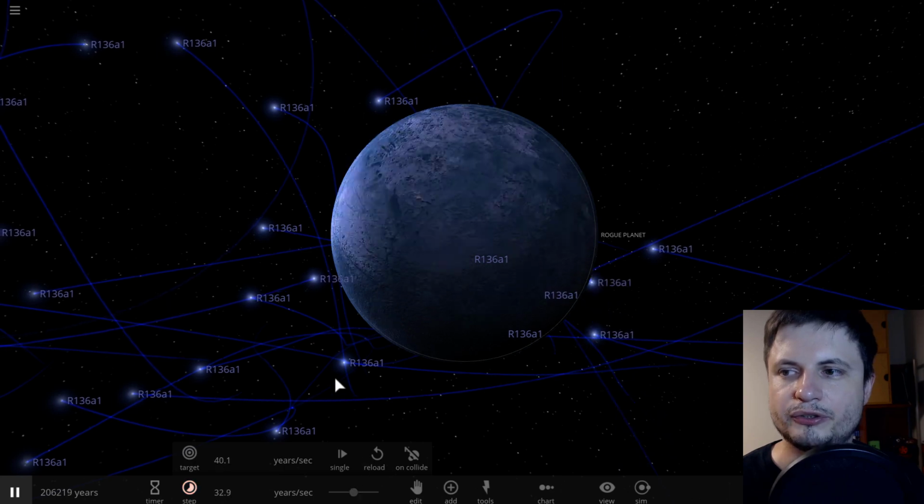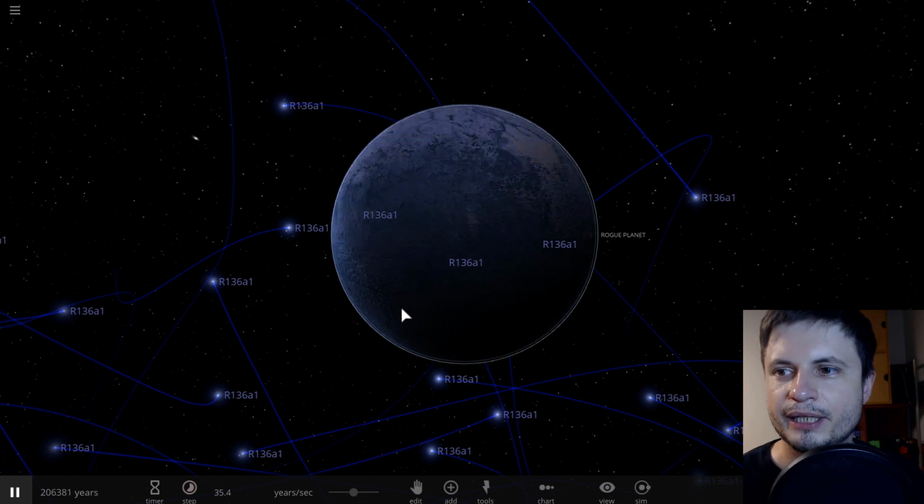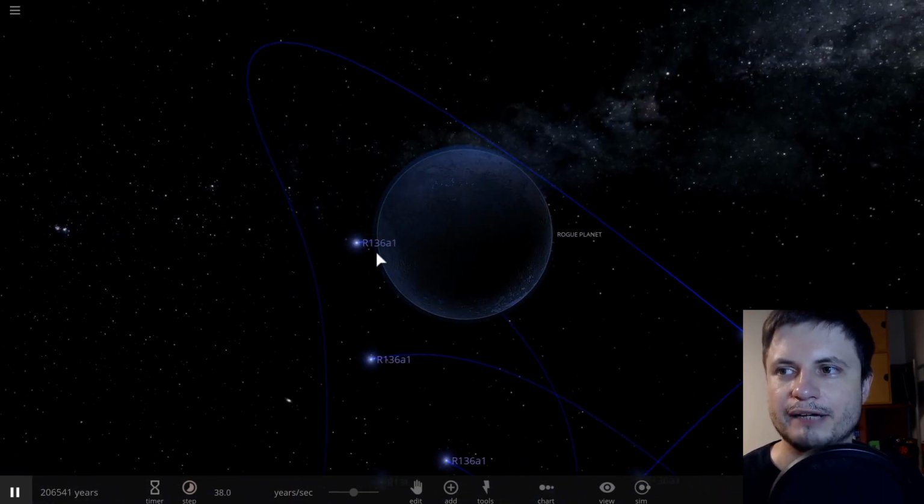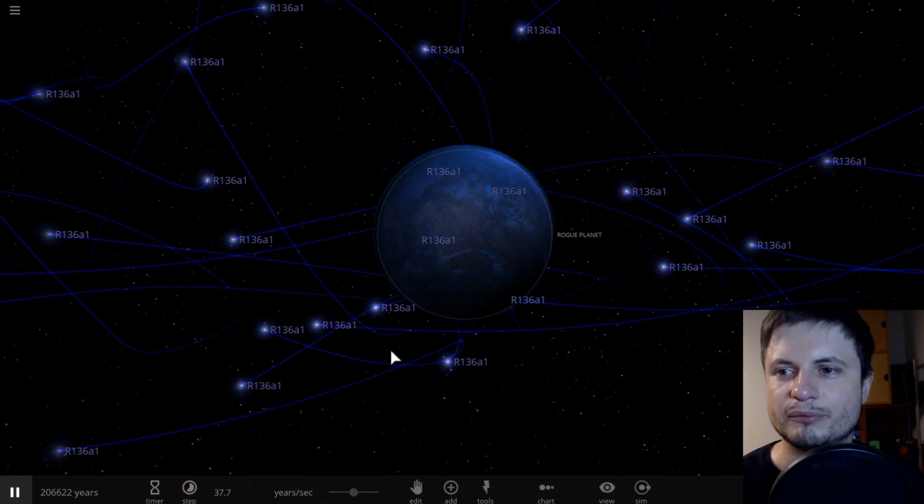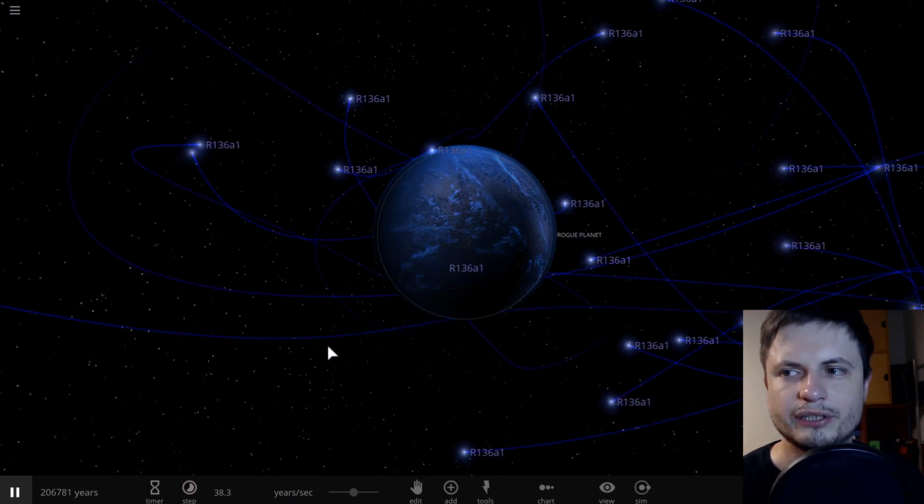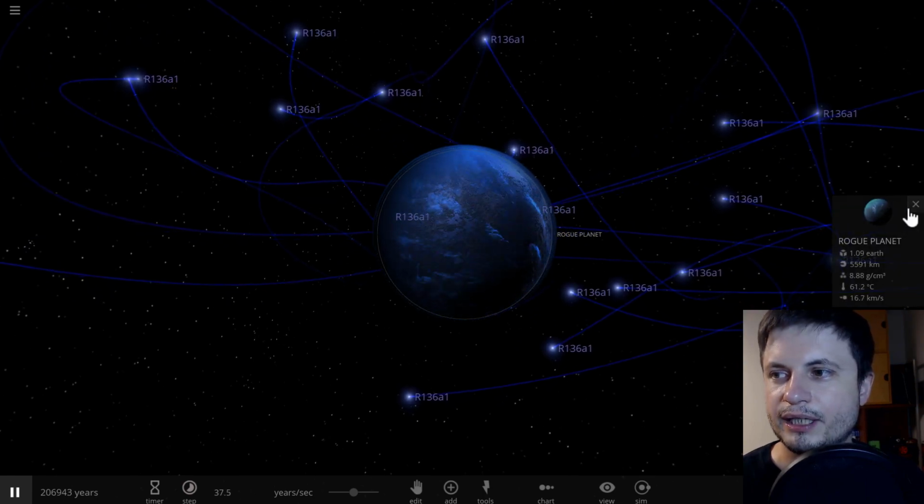All right, so it's been about 206,000 years since I started the simulation. All of these stars are still kind of relatively stable. They haven't really exploded. None of them collided and a lot of them seem to be just kind of dancing around each other. The planet is back to being cold.